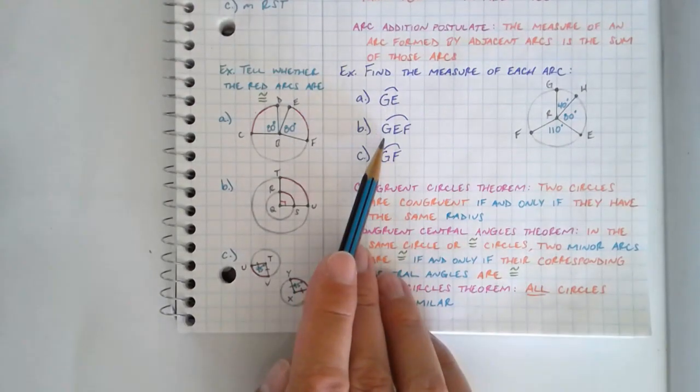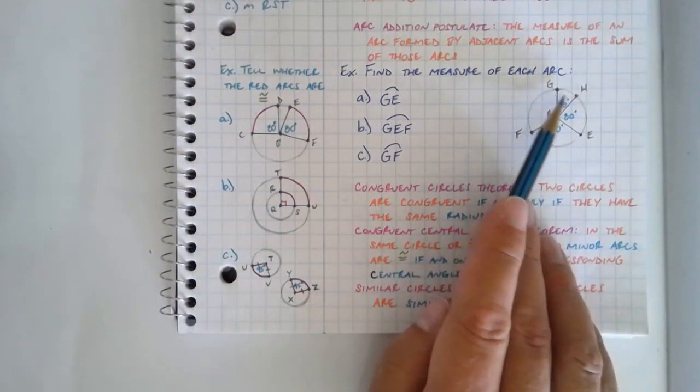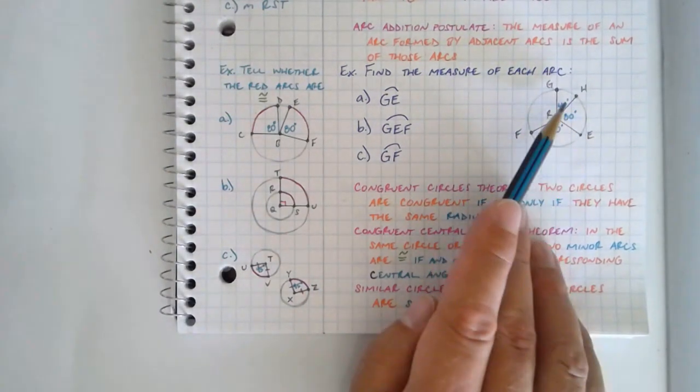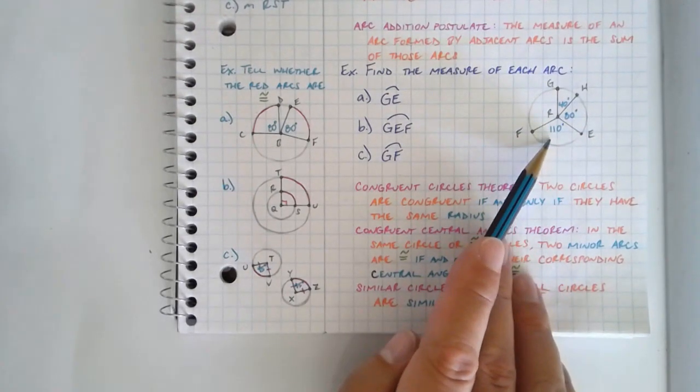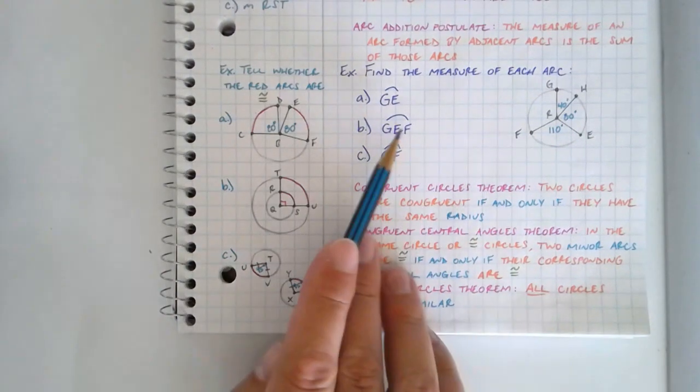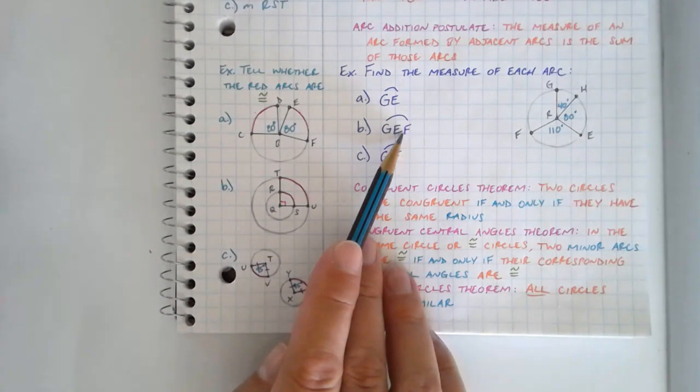Part B, major arc now. GEF. Just follow the letters G to E to F. So it's actually all the known slices. Again, it's just arc addition postulate. If you want to show work, it'd be 40 plus 80 plus 110. And we found that out already to be 230 degrees. Major arc GEF is 230 degrees.